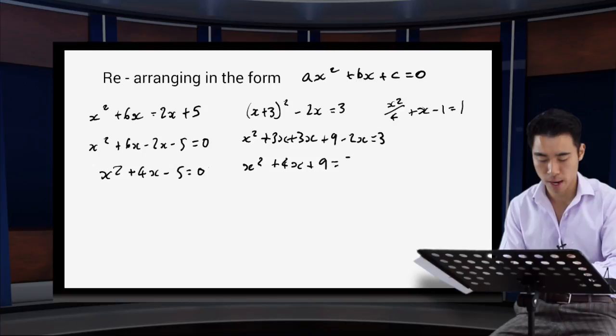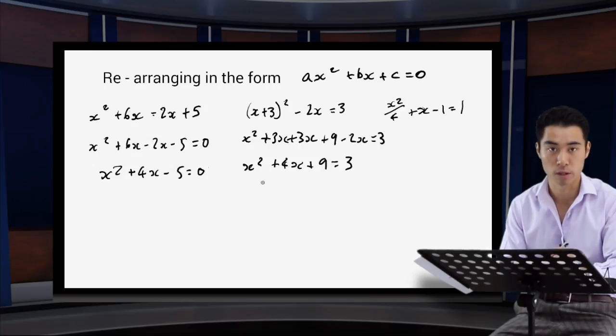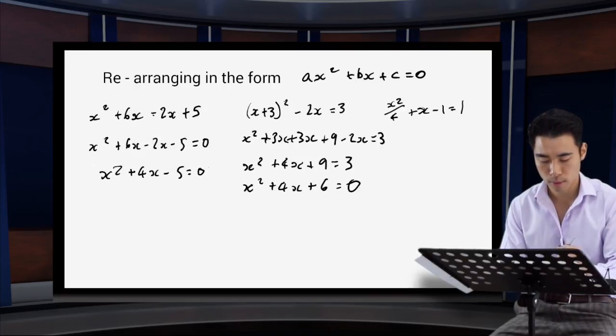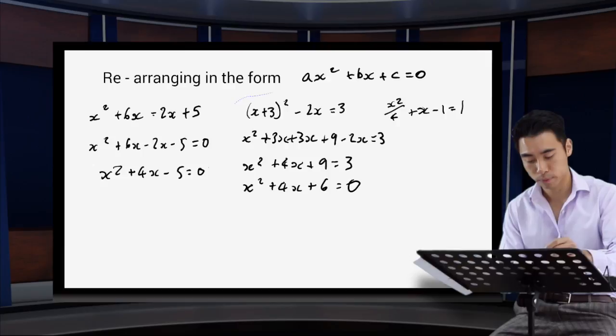Plus 9 equals 3. Again, you can do this in several steps. Probably even some of you can do this in just one step. But I'm just showing the vast majority of my working for completeness. Plus 4x. Now I'm going to subtract 3 from both sides. So move this over here. Essentially, subtract 3 from both sides gives me that. Okay. And now the last one.